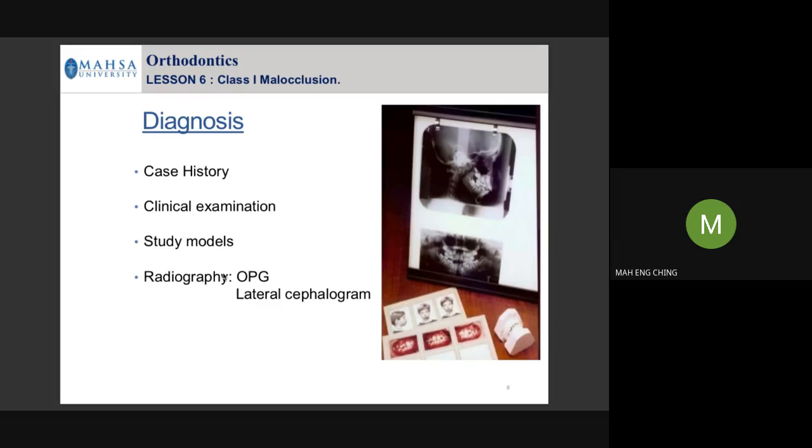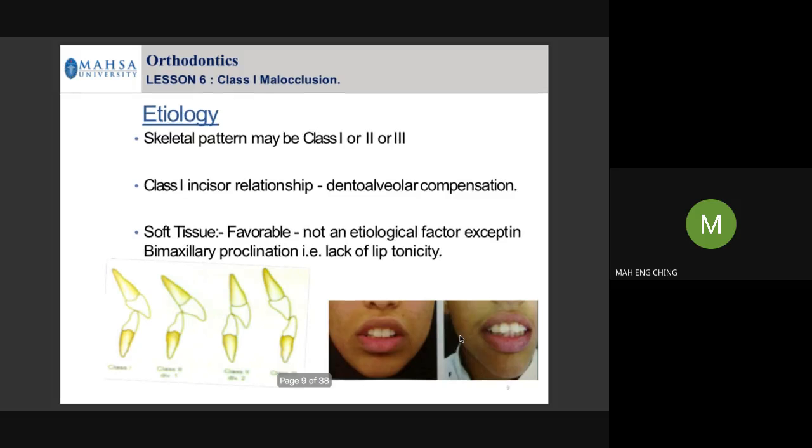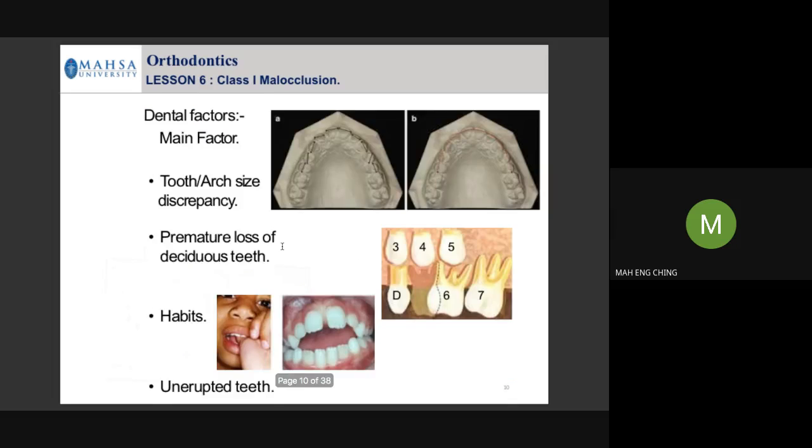How to diagnose a case: you need clinical examination, study models, radiographs, and sometimes photographs. Photographs, you see at the bottom right. Etiology of class 1 malocclusion: soft tissue, skeletal, dental.